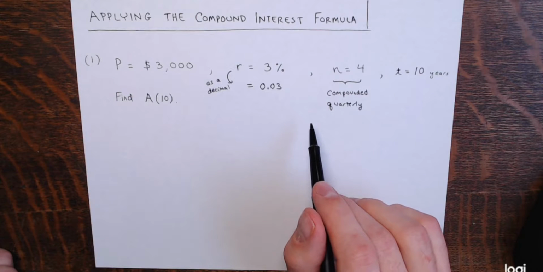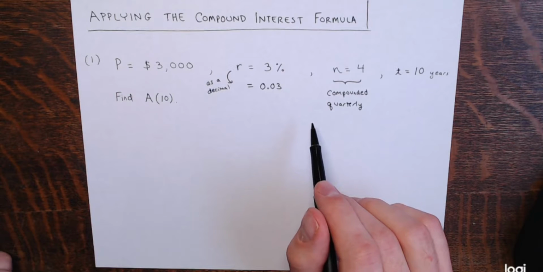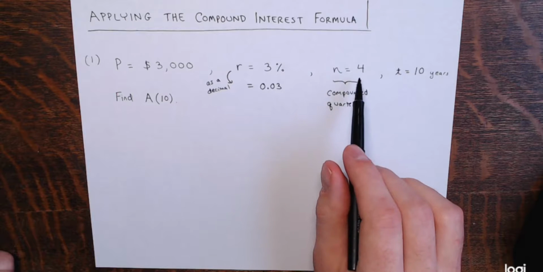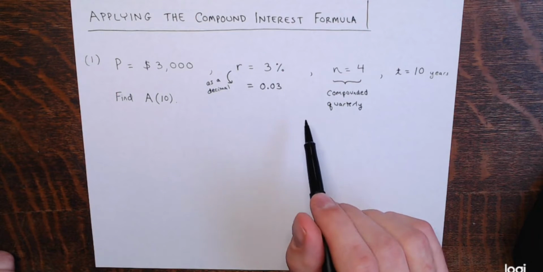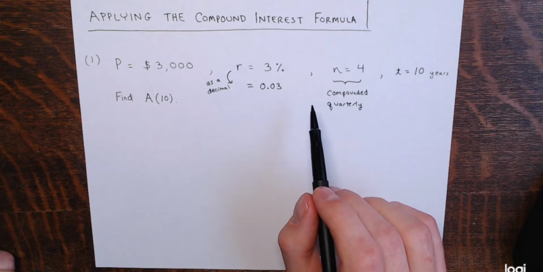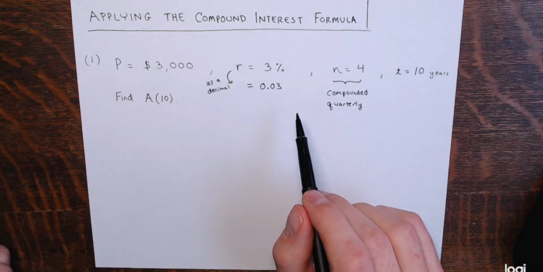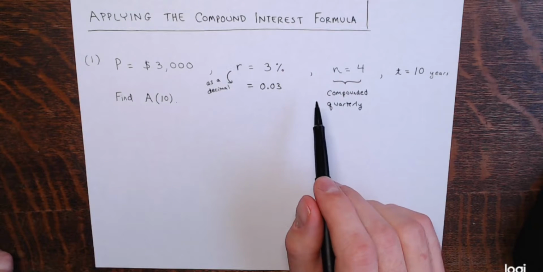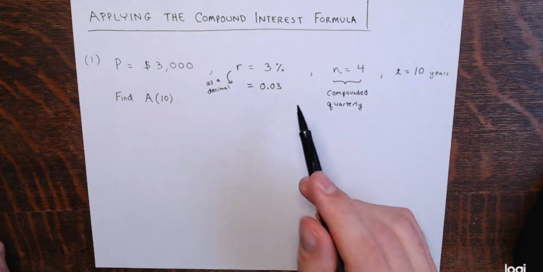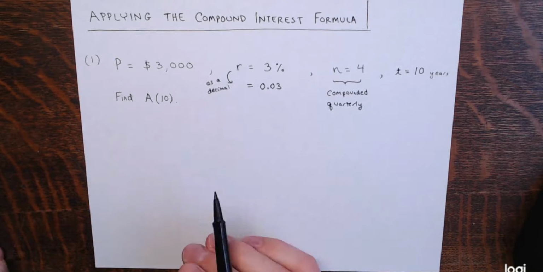You might see compounded monthly. That would be 12 times a year, n equals 12. Compounded weekly would be n equals 52. There are 52 weeks in a year. Compounded daily would be 365 in a normal year. We'll not use leap years. And yeah, so those are the ones you'll most likely see.